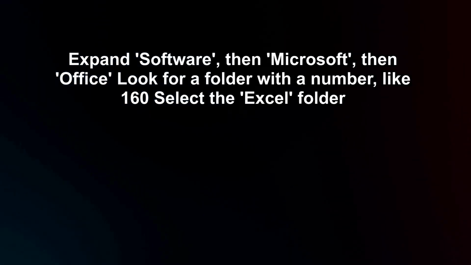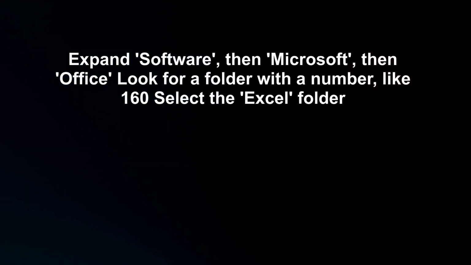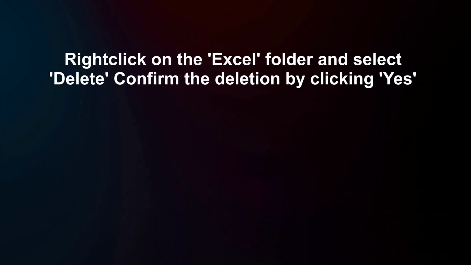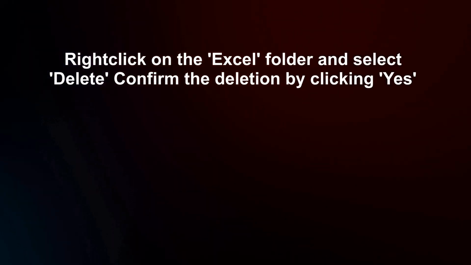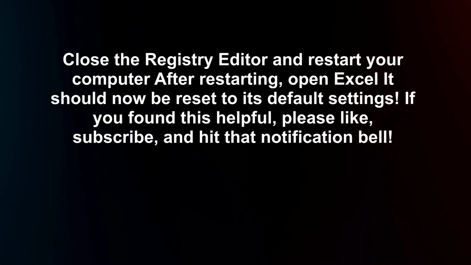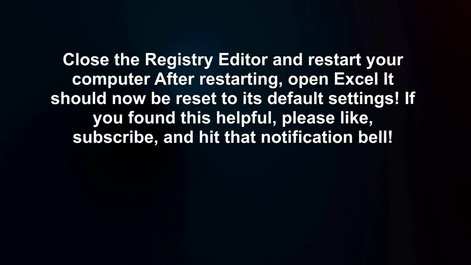Look for a folder with a number, like 16.0. Select the Excel folder. Right-click on the Excel folder and select Delete. Confirm the deletion by clicking Yes. Close the Registry editor and restart your computer. After restarting, open Excel. It should now be reset to its default settings.